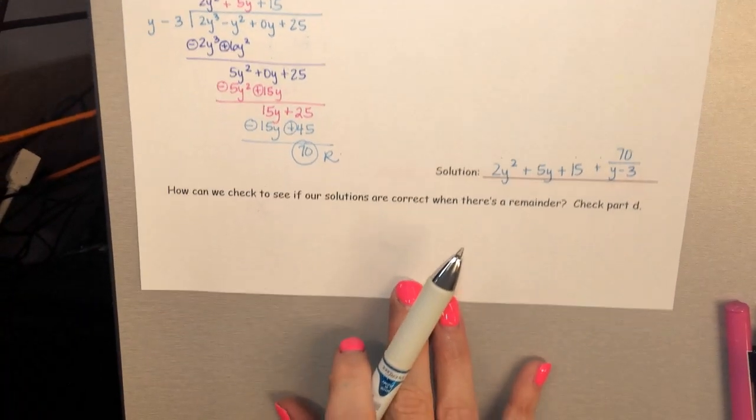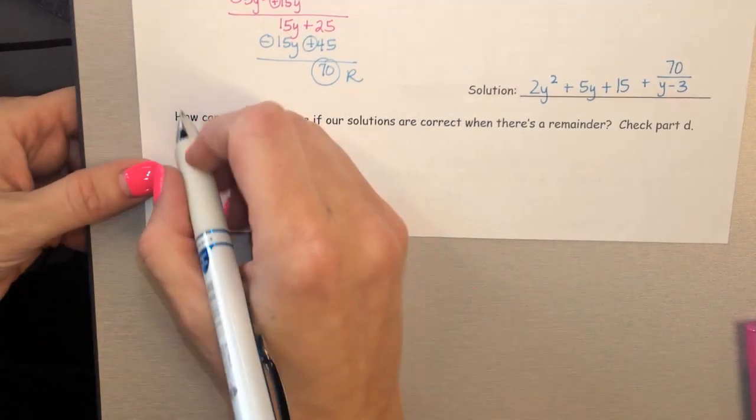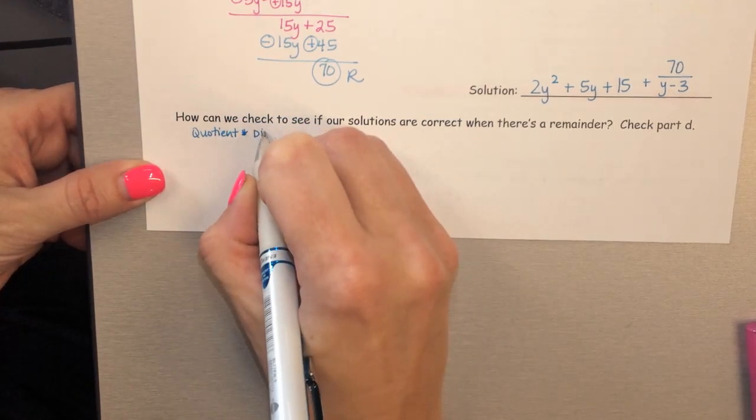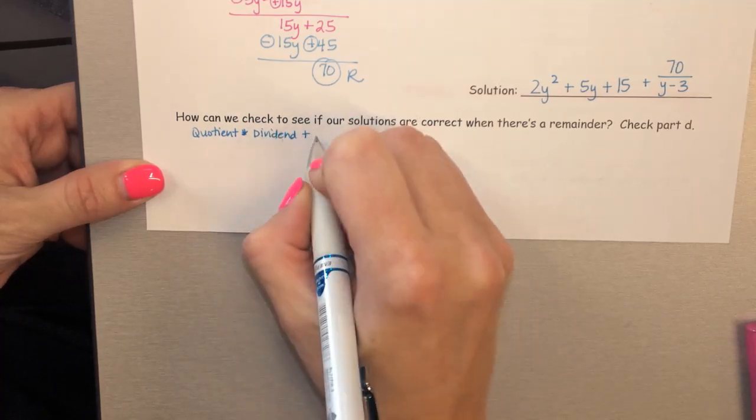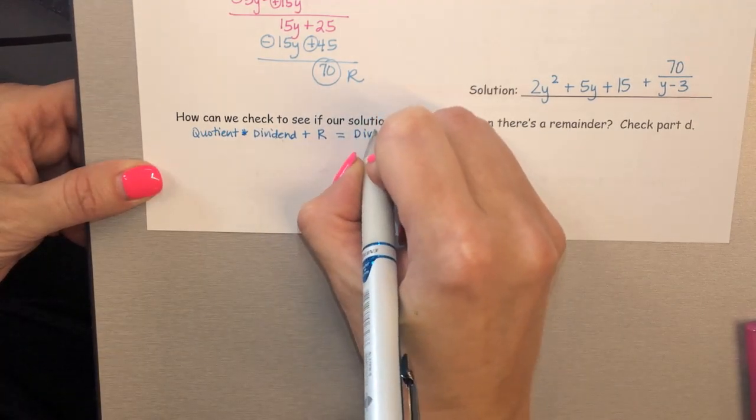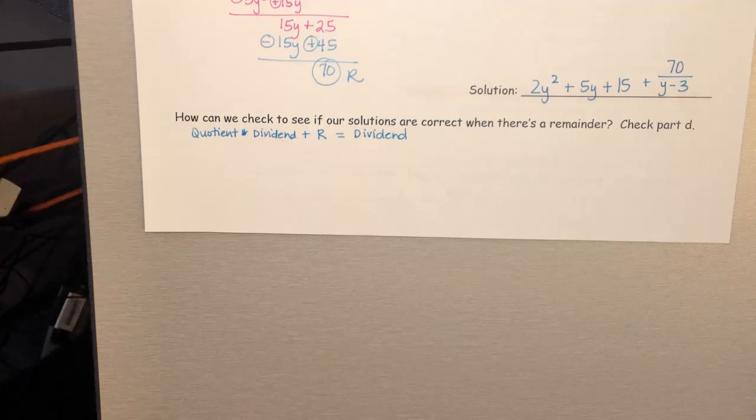Okay. All right, now how can you check to see if our solutions are correct when you have a remainder? You do the quotient times the dividend plus the remainder. I'll just put plus r, is that fine? And then let's make sure that it equals the dividend. Okay, you do not have to do this on your homework every time. You don't have to do it anytime on your homework if you don't want to. This is just a tool to help you so you know whether or not you got your answer correct. Okay, so we're going to check part D.